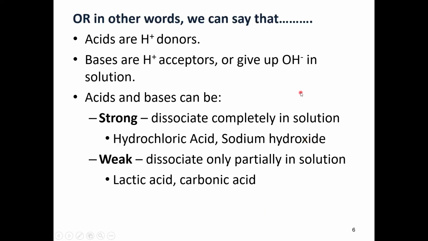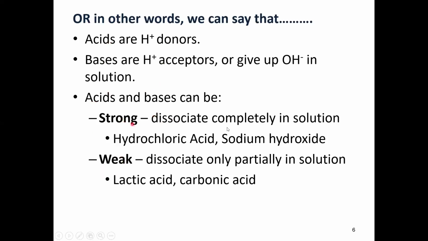In order to understand better, we can say in other words that acids are hydrogen donors. This means when they are dissolved in water, in aqueous solution, they donate hydrogen ions to the solution, whereas bases are hydrogen acceptors or give up OH or hydroxyl ions in the solution. So bases are hydrogen acceptors and acids are hydrogen donors. They may be strong and weak.